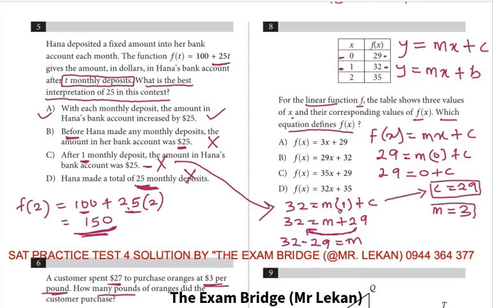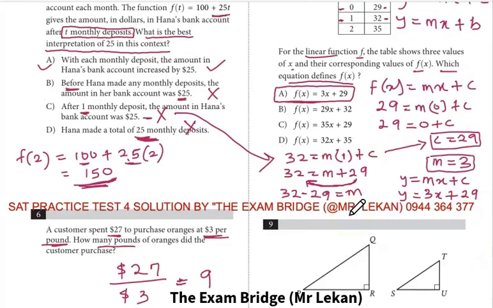Now, I have my m, I have my c. Now, substitute both of them into that equation. The equation is y is equal to mx plus c. So that means y will be equal to my m, which is 3, x plus my c, which is 29. So 3x plus 29 is the equation that defines the function. So my correct answer is A.